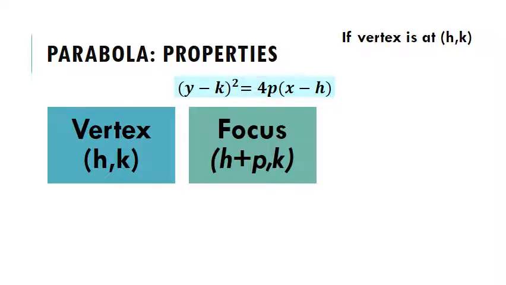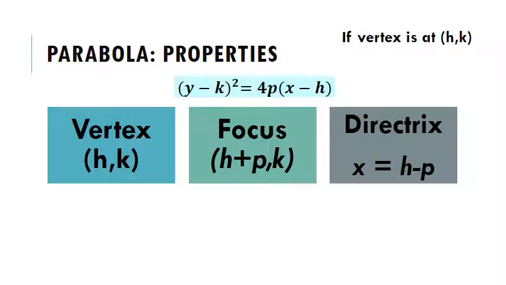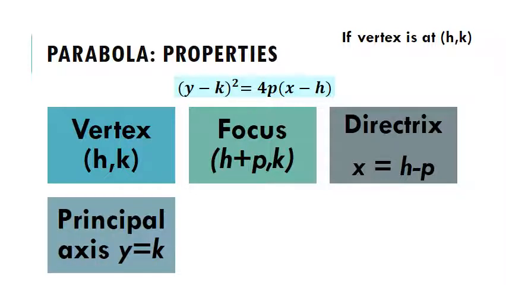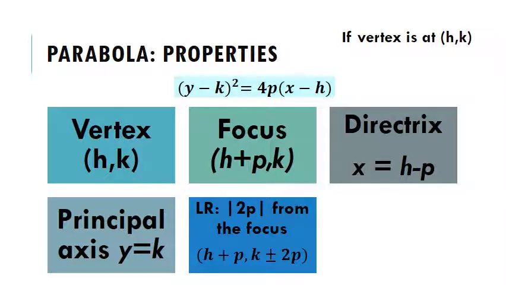Now, focus ay hindi na (p, 0). So, magiging (h plus p, k), kasi wala na tayo sa origin. Tatandaan nyo lang yung ating mga pattern dyan. Directrix is x is equal to h minus p. Principal axis ay y equals k. Length of the latus rectum is 4p pa rin yung haba niya, pero from the focus, syempre divide natin sa 2, kaya magiging 2p. At ito yung ating pattern dyan: (h plus p, k plus minus 2p). So, dalawang points yun.